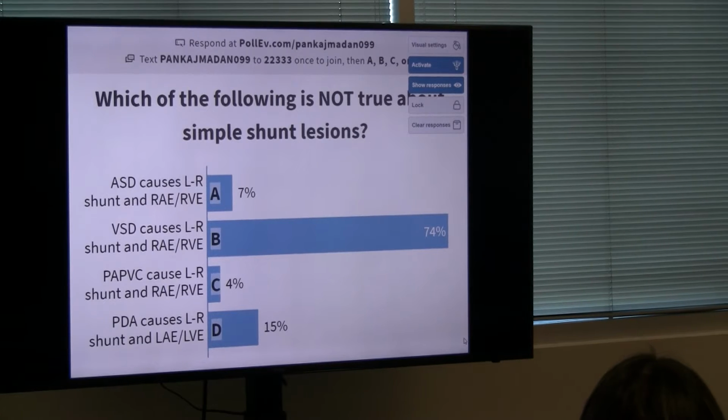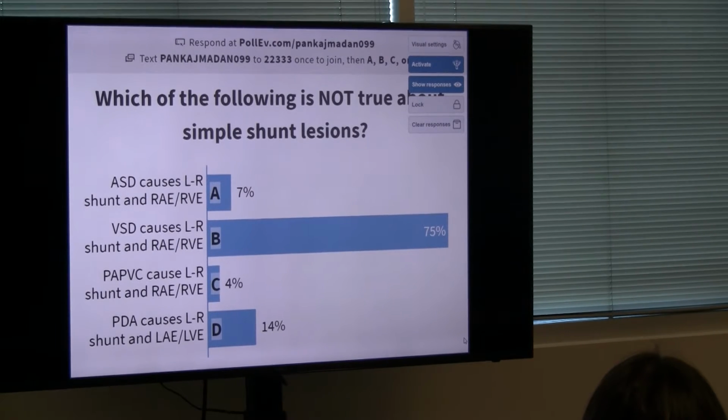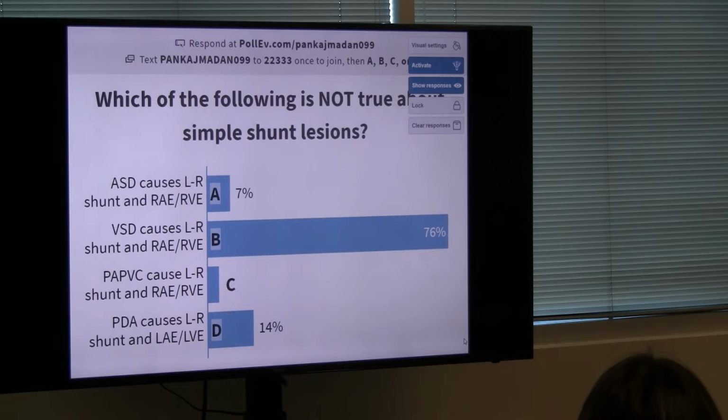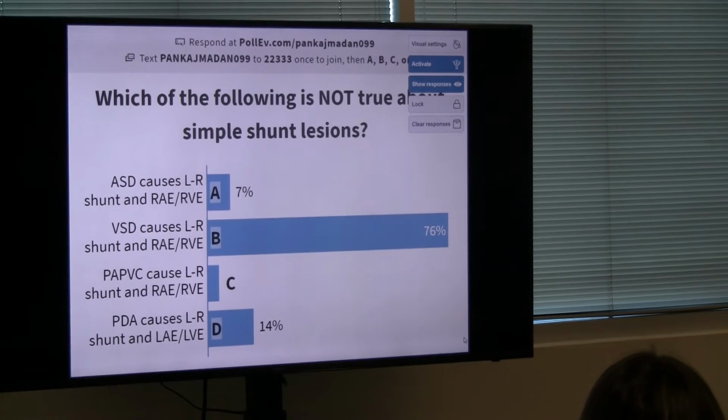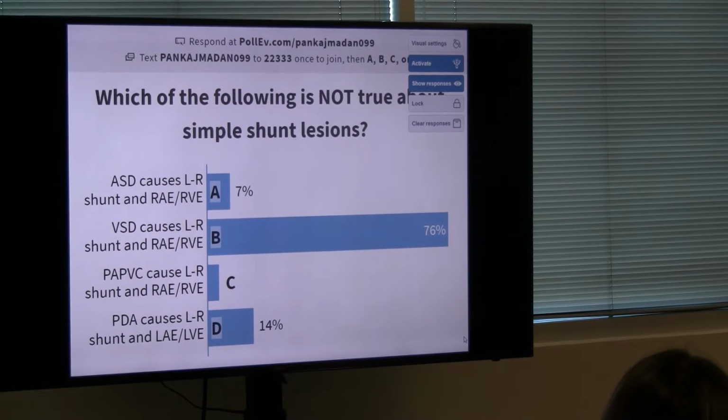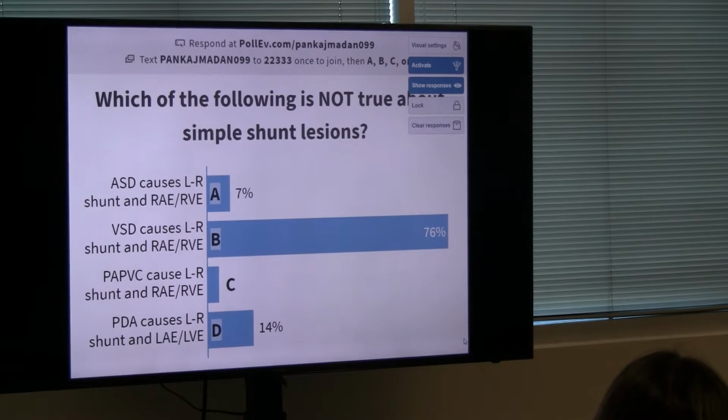Okay, so the majority of the people got it right. There were a few people who were confused about what shunts cause what chamber enlargement. So let's go over these shunts one by one.